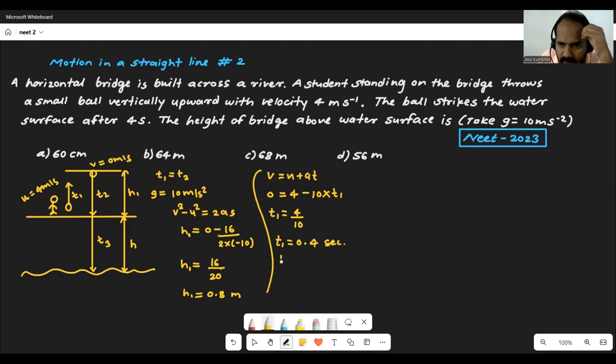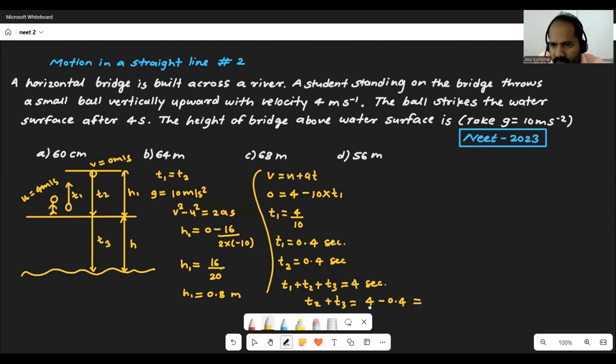Okay, in a similar way t2 is also 0.4, as the acceleration will be the same. Now t3. They have given the total time t1 plus t2 plus t3, that is 4 seconds. So what we need to do is find out h. We keep t2 plus t3 as it is. t2 plus t3 will be 4 minus t1, and how much is t1? 0.4. So 4 minus 0.4 will be 3.6 seconds.